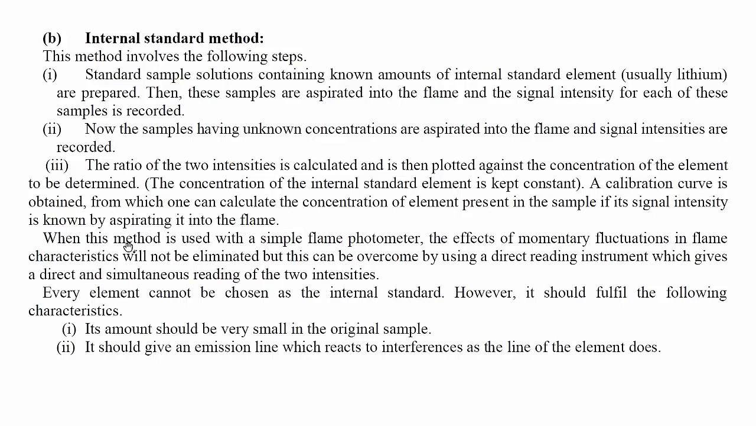When this method is used with a simple flame photometer, the effects of momentary fluctuations in flame characteristics will not be eliminated, but this can be overcome by using a direct reading instrument which gives a direct and simultaneous reading of the two intensities. Every element cannot be chosen as the internal standard. However, it should fulfill the following characteristics. 1. Its amount should be very small in the original sample. 2. It should give an emission line which reacts to interferences as the line of the element does.